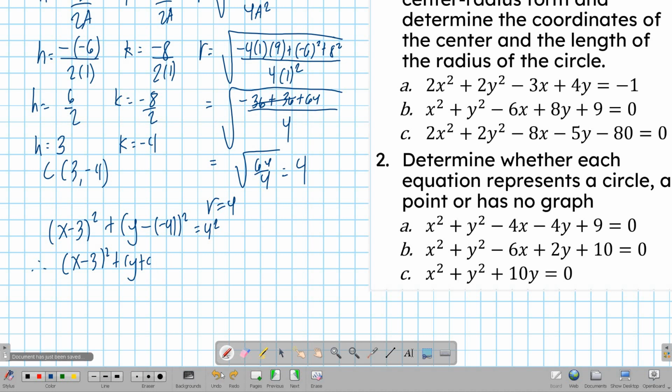So therefore, the final center radius form is (x minus 3) squared plus (y plus 4) squared equals 16. The coordinates of the center is at (3, negative 4), and the length of the radius is 4 units.